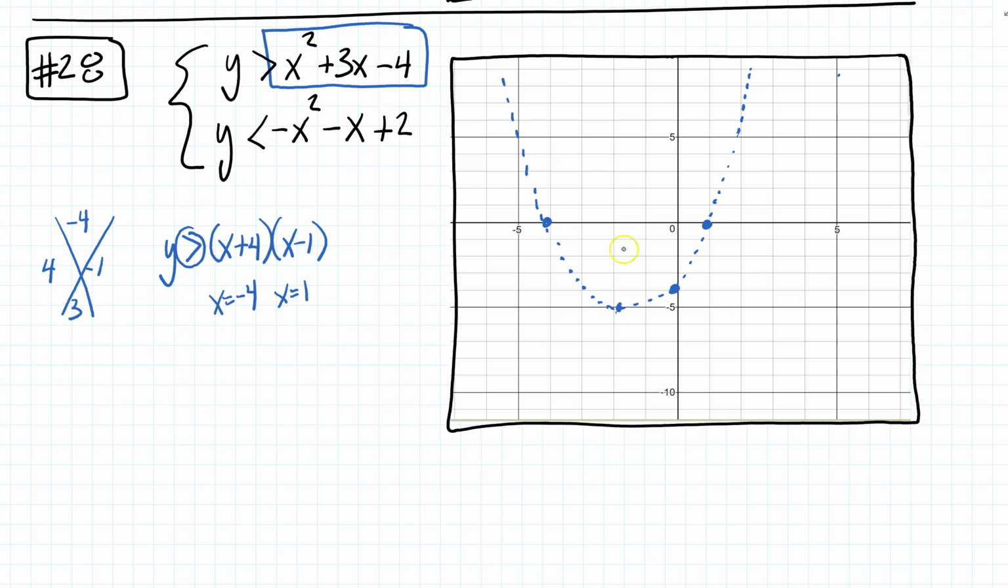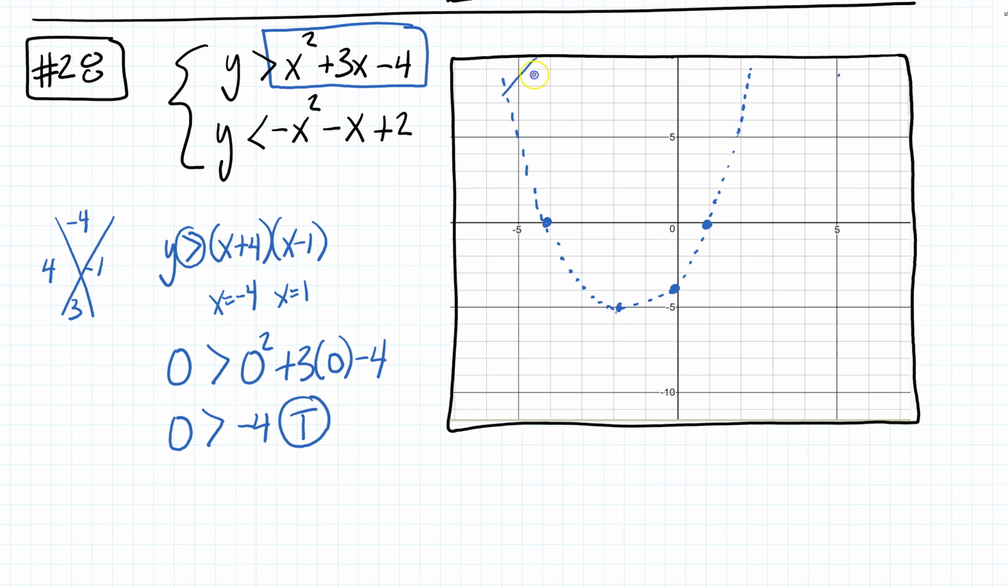So I'm going to take a test point at (0, 0) and see what kind of statement I get. Is 0 greater than 0 squared plus 3 times 0 minus 4? So is 0 bigger than -4? That's of course a false statement. Oh, excuse me, 0 is bigger than -4. That's a true statement. Jeez Louise.